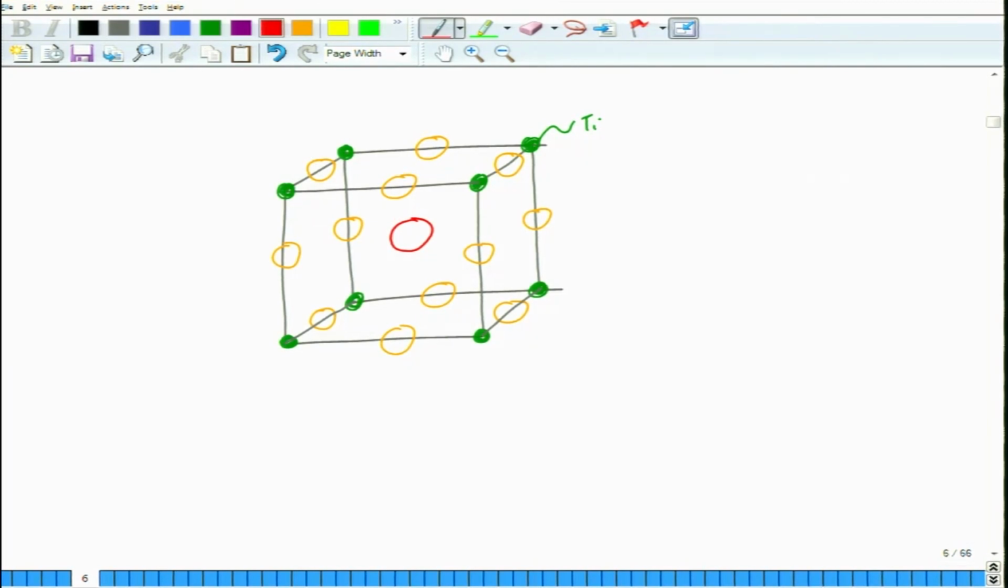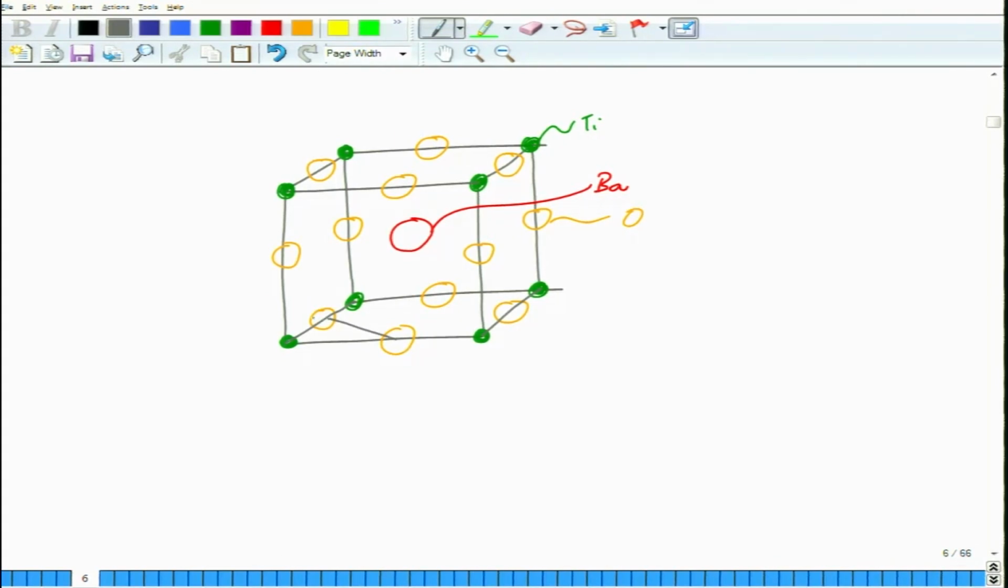Now you can see the 12 neighbors, 4 of these, 4 of those, 4 of those, the 12 neighbors to the barium atom. Is that clear? So this is barium. This is oxygen. So this is the structure which is called perovskite structure. So you can see that you can mark the octahedras here.